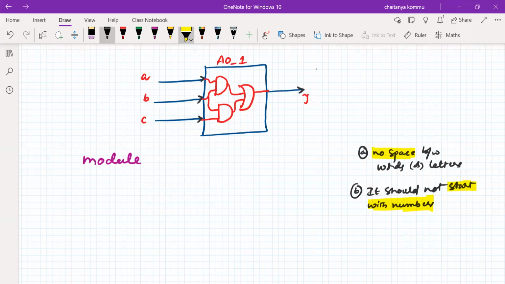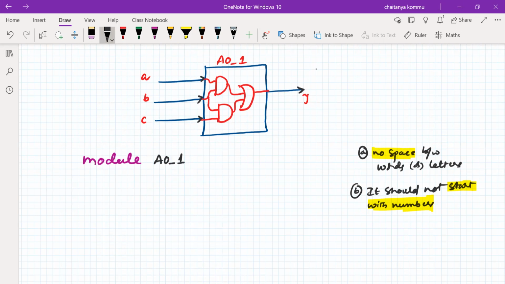What I can write here is AO_1. It is suggestible, if you want to give the space between the two words or letters, better use the underscore. I'm using the underscore here. There should not be any kind of space, please remember. So that is one thing.